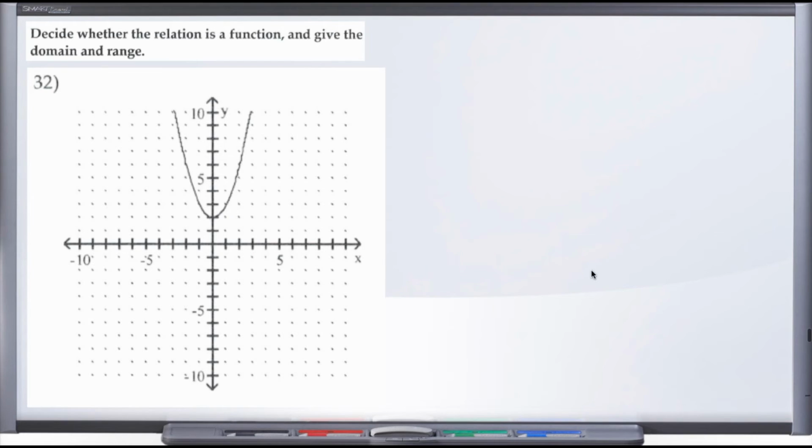All right, so let's take a look at 32 and see what we have here. We're going to use that vertical line test. We can drop a couple just to be sure. Every time we drop that vertical line, I can see that it only touches in one place. So we definitely have ourselves a function. Now we're going to talk about domain and range, so we can go ahead and get rid of that vertical line test.